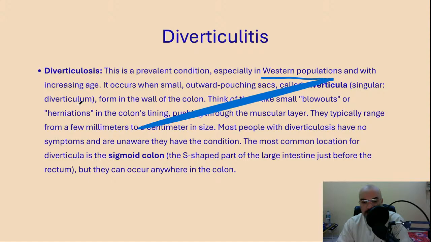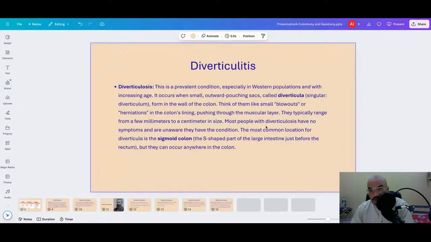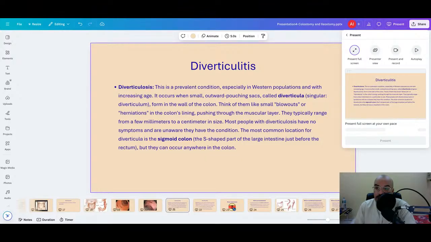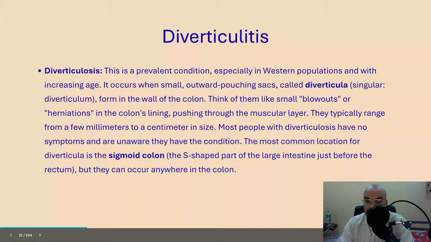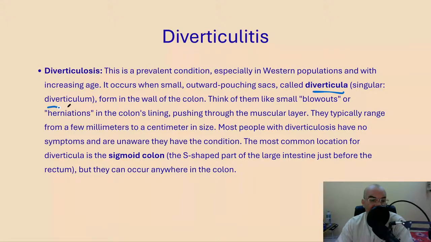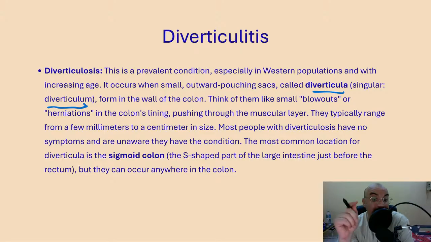Usually it affects the diverticula, which is the plural of diverticulum. This is the opening or chamber that we see in the wall of the colon. It is similar to a herniation happening in the wall of the colon, leading to accumulation of food there, and it can range in size from a few millimeters to a centimeter.